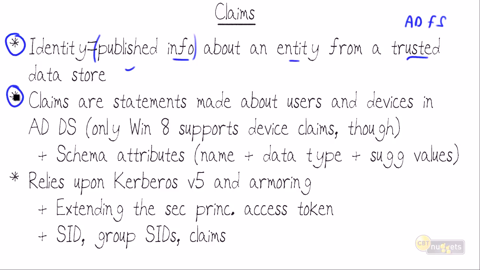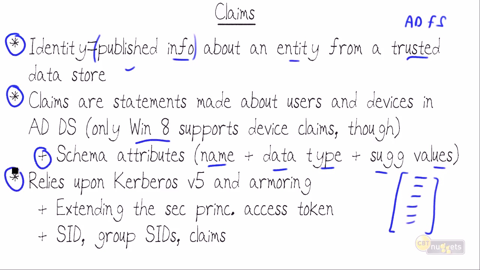So specifically, claims are simply statements made about users and devices in ADDS. Another Win8 gotcha: only Windows 8 supports device claims. And as you know, schema attributes have a function very similar to columns in a database table. You have a name, you have a data type that constrains the type of data that can fit into that particular attribute. And with DAC, as you'll see, you can even pre-populate suggested values. So for departments, you can pre-populate department names in your organization, and what that does in essence is cut down on user error or operator error through mistyping or data entry problems.